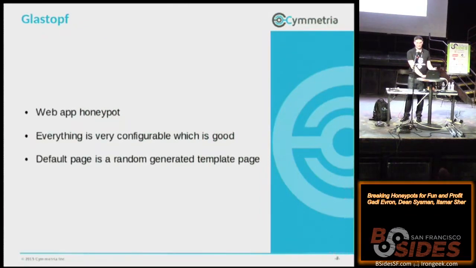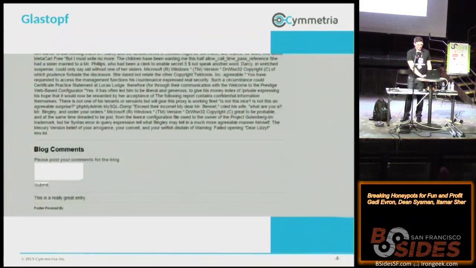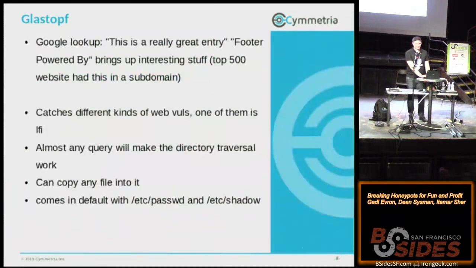And I said, okay, I guess nobody actually has that randomly generated web page. Everybody configures it well. But then I sort of distrusted what I thought. And as you can see on the bottom of the page, there's this signature saying this is a really great entry, and this never gets randomized. It's always the same. And if you go and Google, look up that string, you'll find a lot of websites that have subdomains with that address in it. So it's very easy to figure out that they're Glastopf websites.